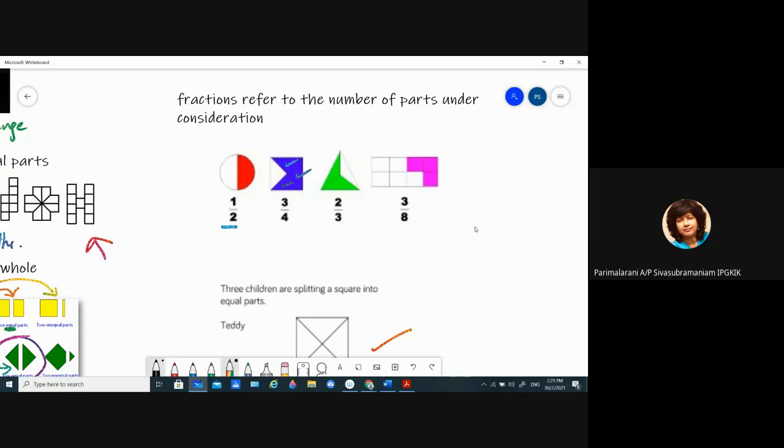When we have a fraction like this, of course, the top number is the numerator and the bottom number is the denominator. The numerator represents the number of parts under consideration. That means you're looking at these parts only. The denominator here is the total number of parts.